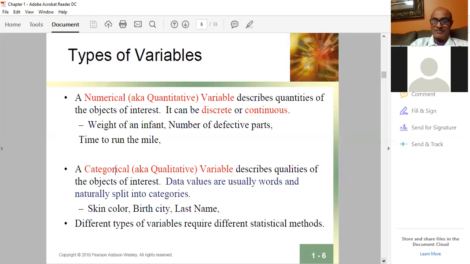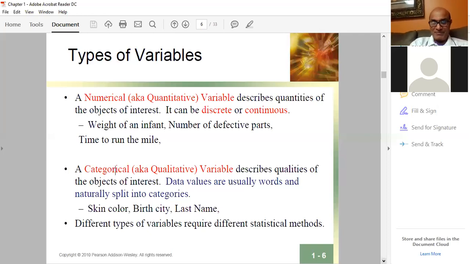Like your skin color, right? Skin color, it could be brown, it could be white, it could be black, right? Birth city, that means now we are counting the name of the city. We don't count those numbers, because your birth city is just a unique number. So birth city, somebody says it's San Francisco, New Jersey, New York City, Houston, right? It could be anything.